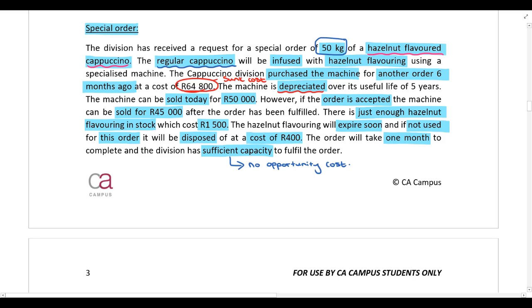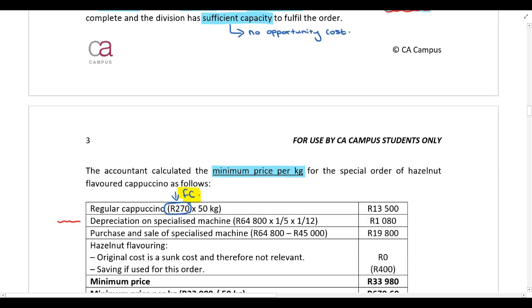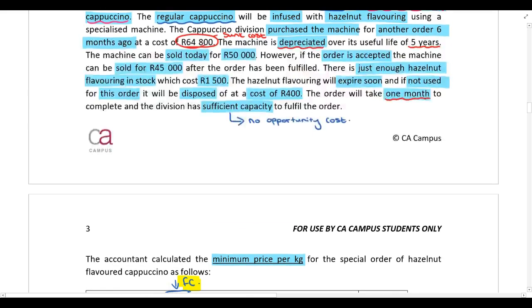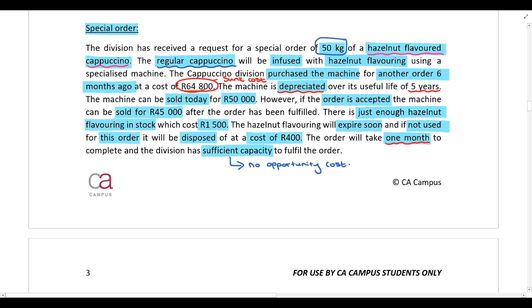Then we have the depreciation on this machine. And the depreciation is over a period of 5 years. And we also know that this order is going to take 1 month to complete. So it's easy enough to calculate the depreciation, just as we see the accountant has calculated it over there, over a period of 5 years and allocating 1 month to this special order. Now, the problem with that, guys, is we know that depreciation is not a cash flow. So because depreciation is not a cash flow, it's not relevant, and it shouldn't be taken into account when calculating the minimum price. So that's an error that we have over there, obviously, in the accountant's calculation.